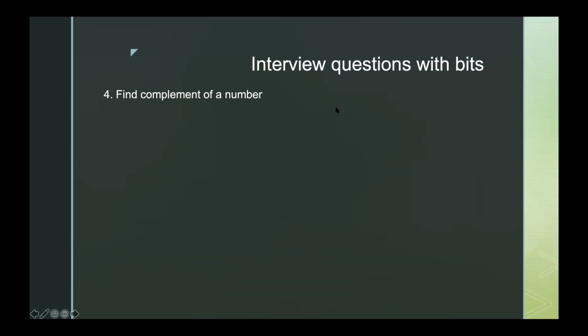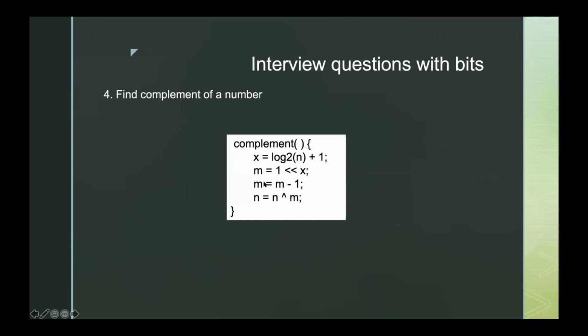So these are the steps that we are going to perform. First we calculated x, that is the number of bits in that number. Then we formed a number m, and to get a number with all the bits set to 1, we did m minus 1. Then we simply XORed the original number with that mask, and we get the complement of that number.